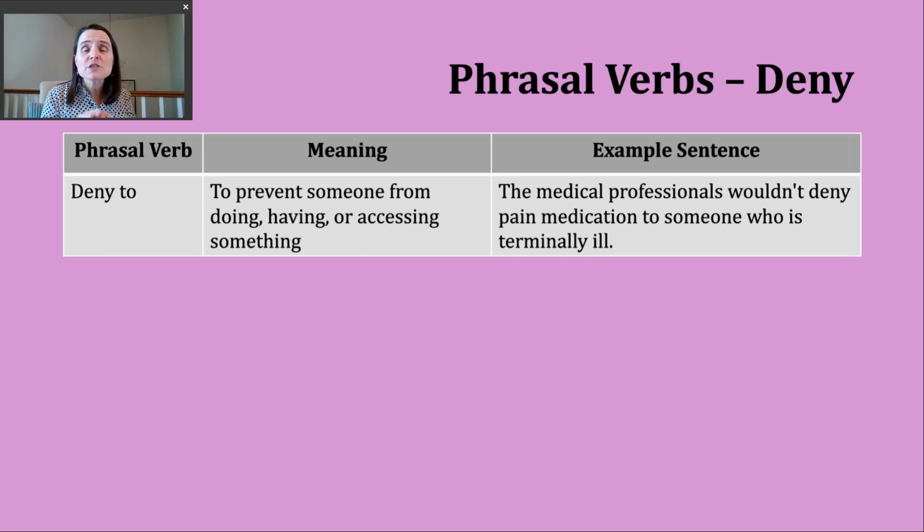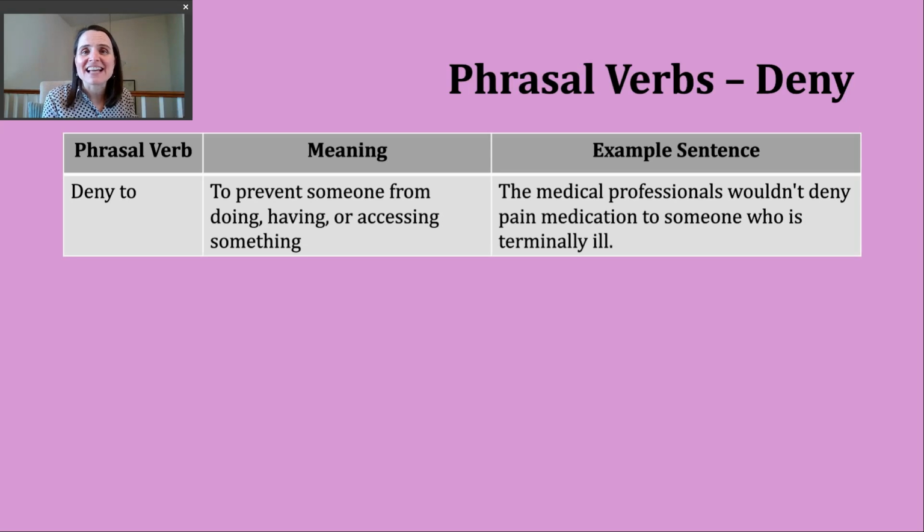Okay? There's just one phrasal verb we're going to discuss, and that is deny to. Generally, this phrasal verb gets split apart. So we're going to have deny, then an object, then to, and then usually a person or group of people following that preposition to. When I use this phrasal verb, deny to, I'm generally talking about preventing someone from doing something, maybe having something, or getting access to something.